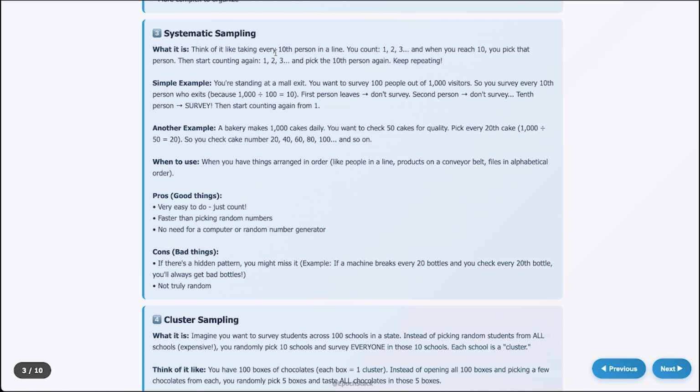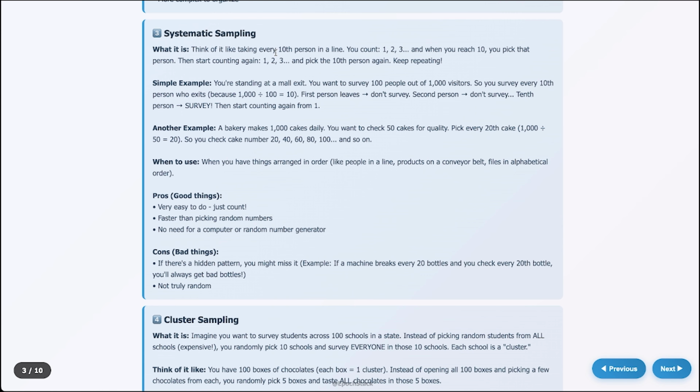It is not like you are picking random numbers, and there is no need for a computer or a random number generator for this. But there is a drawback here. You might miss a hidden pattern. For example, there is a conveyor belt and the whole machine is manufacturing bottles. On the conveyor belt you will be picking the 20th bottle.